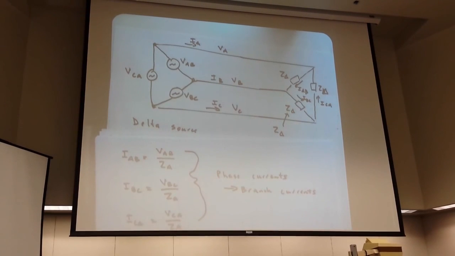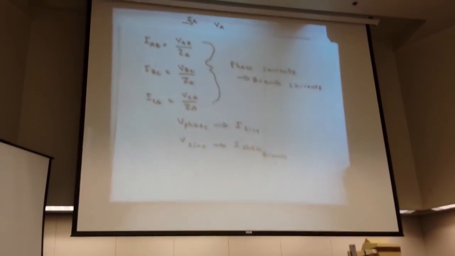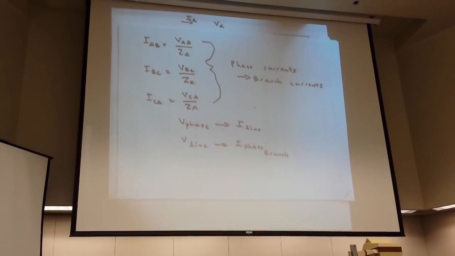And if we go through a bit of math here, we can discover that I line equals square root of 3 I branch. These are amplitudes. And that comes out of the same trigonometry.